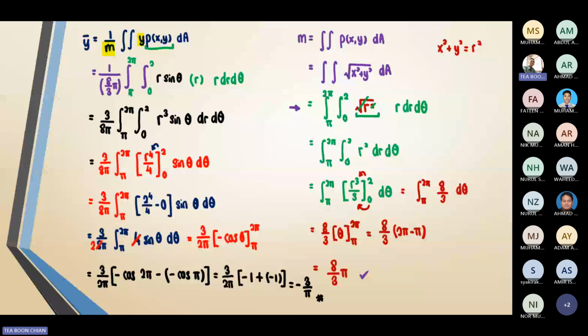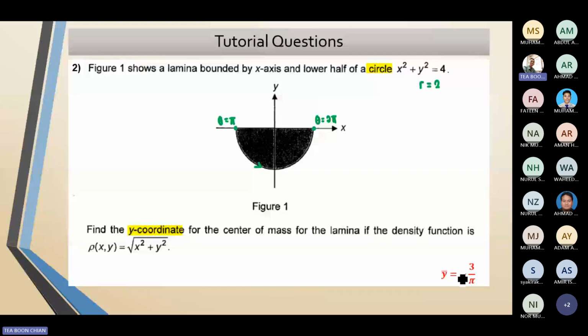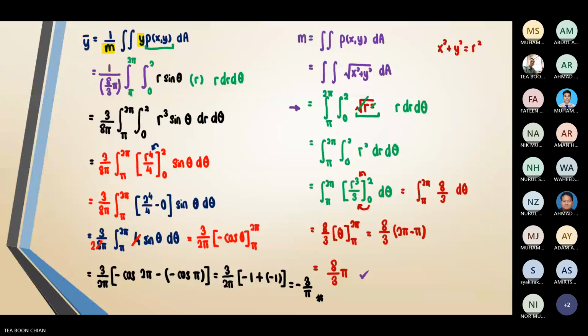Right, just to make sure the answer in the end is y bar equals negative 3 over pi. Okay, mass of Lamina is quite straightforward, and every semester there will be one question asked in the final exam. Since you have not gone through this in the midterm test, so please focus and practice yourself more in finding the mass m and the coordinate x and y.